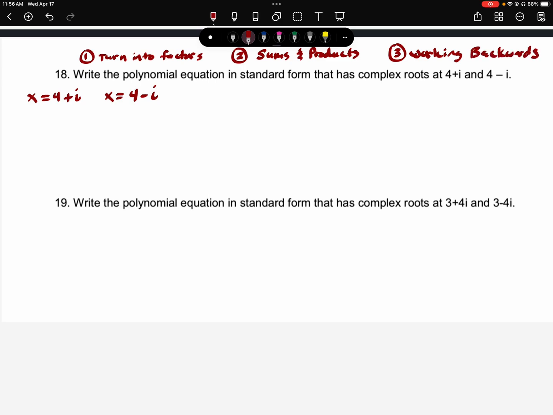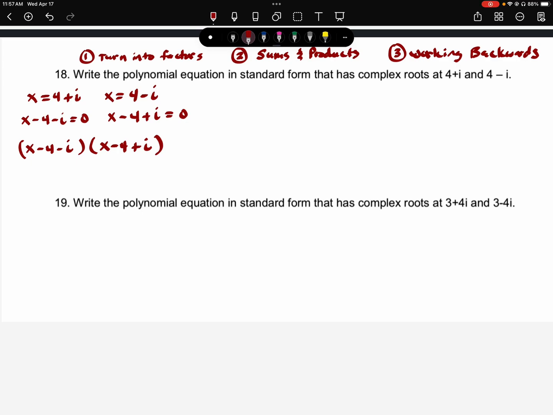So I'll try to demonstrate a couple of the different methods here just so you can check it out and see which one you like best if you forgot how to do them. So if we're going to turn them into factors, this is the one that's the longest, right? We got to move everything over to the same side with the x. So we'd have x minus 4 minus i is equal to 0. So our factor here is x minus 4 minus i. And then we do the same thing with the other root, subtract it over, so we have x minus 4, and this one would be a plus i equals 0. So you have x minus 4 plus i.